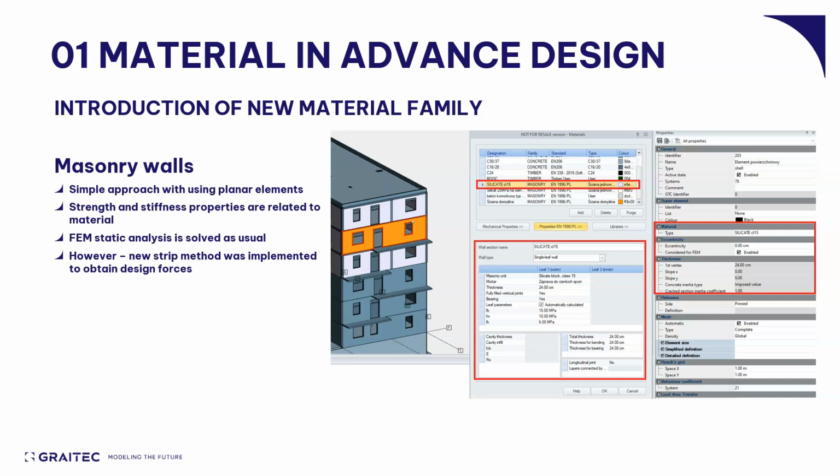in the most simple form, let's say for a single leaf wall, you get all the characteristics calculated automatically. The strength is calculated according to Eurocode, and the stiffness is assumed based on the strength parameters. In the FEM analysis, it's also very simple because you use a standard planar element modeled as a shell type with this new masonry material assigned to this element.